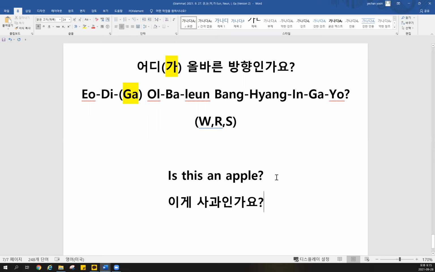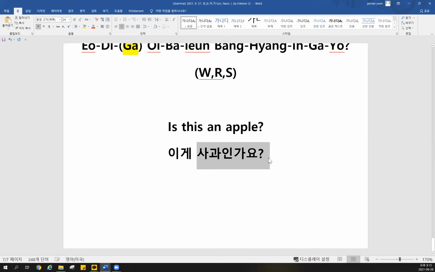Alright, so this one can also be used with 인가요. But this is not for asking about places, right? This one can be used for asking about objects. For asking about objects, you can also use 인가요 as well. So you can just memorize that. 인가요 is one of the question words for describing objects. Okay.